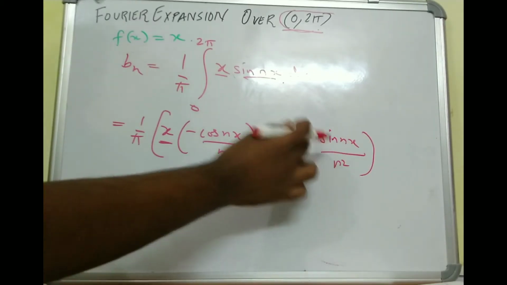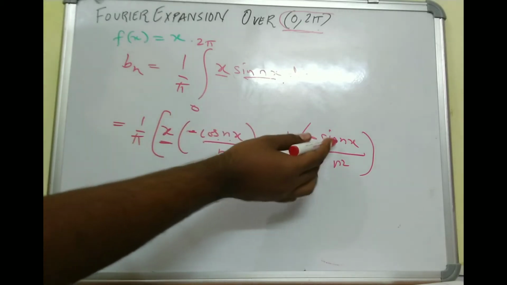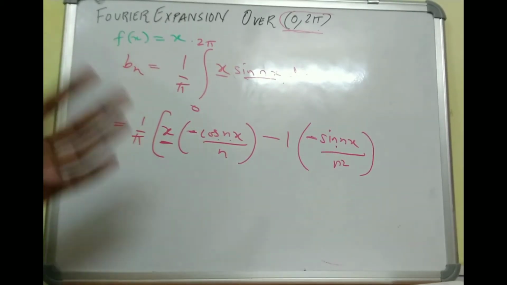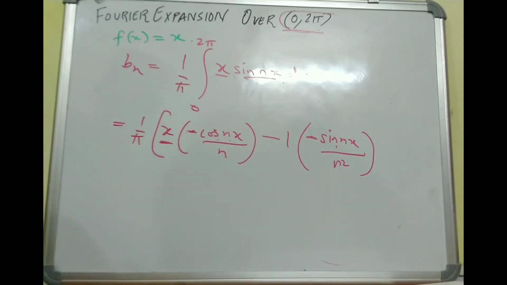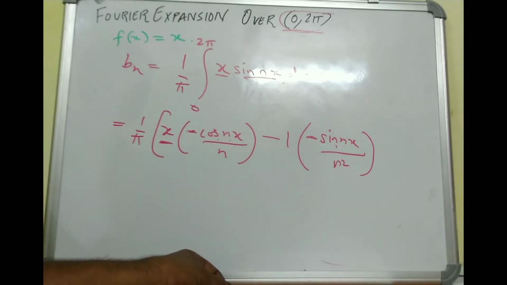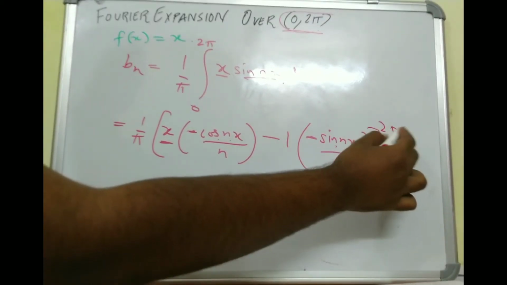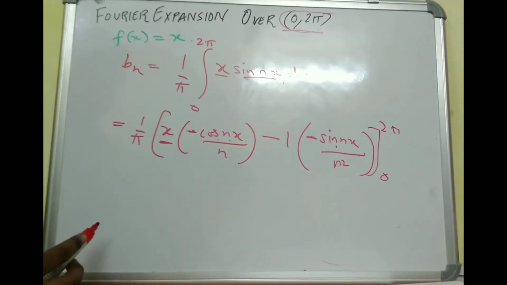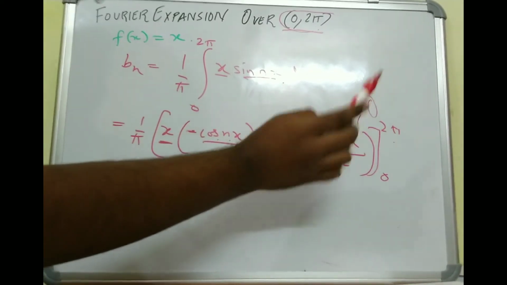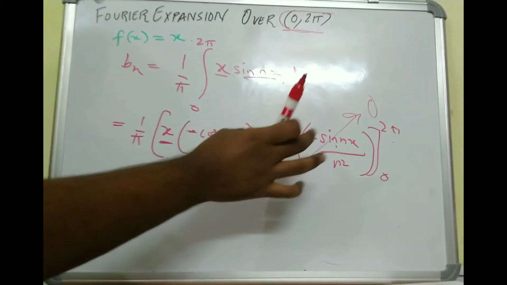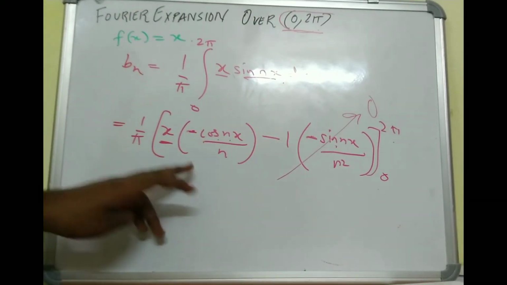Why this minus? This minus of this one. Don't get confused. Cos nx integration is sin nx, plus sin nx. This minus is already there, so I have put it there. Now what do you do? Now the limits are 0 to 2 pi. Upper limit minus lower limit. So this whole sine term becomes 0 since upper limit 2 pi and lower limit 0. When you substitute in sine, it becomes 0. Remember that. Now we have to substitute here.